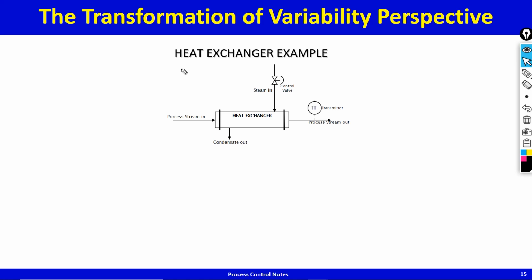Because the steam flow is fixed, the temperature of the stream that is leaving the heat exchanger, the process outlet stream temperature, will show variability. It will go all over the place because process stream flow rate itself is changing, because the process stream inlet temperature is changing, and so on and so forth, because of disturbances.